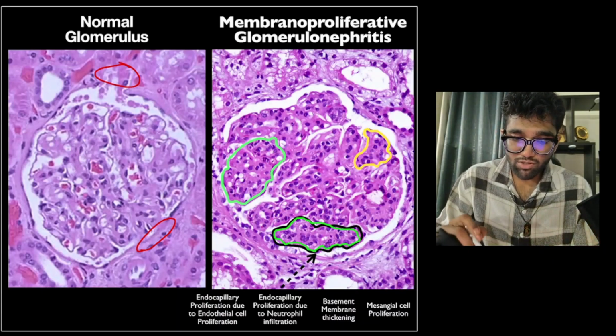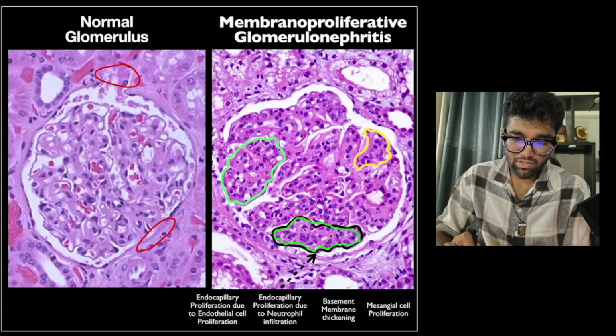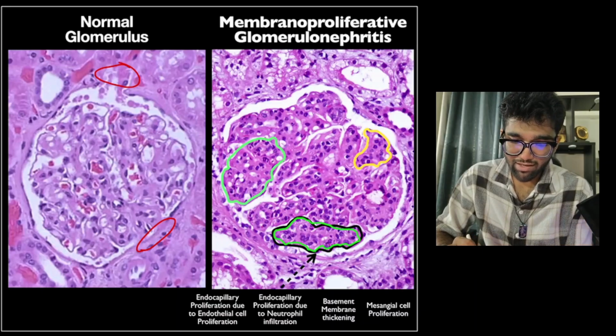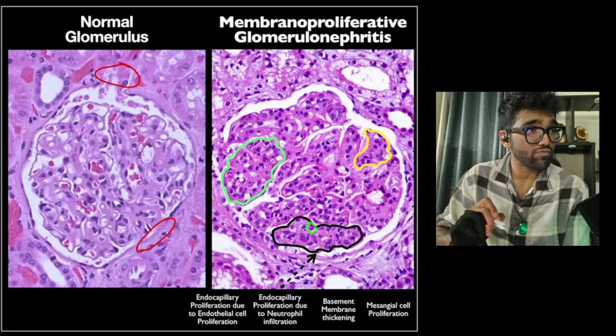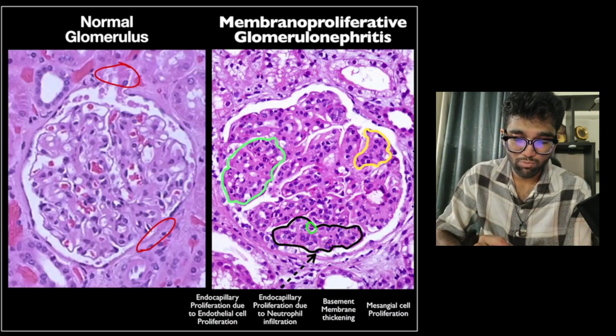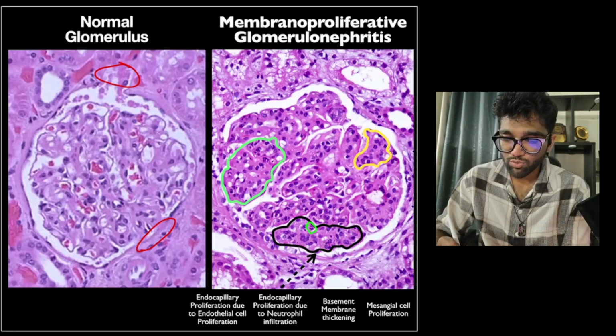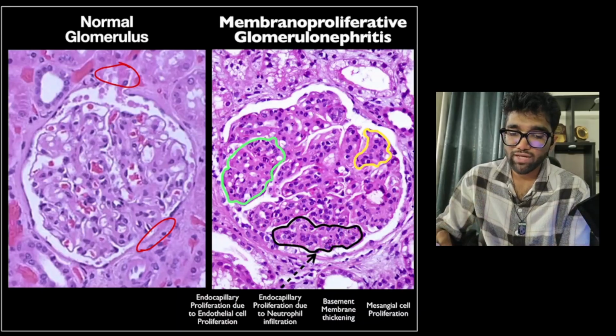Now, that is because of endocapillary proliferation. This endocapillary proliferation, I can say, is due to neutrophils because there is a neutrophil here. Okay, there is a neutrophil with a classic neutrophil morphology. That is, there are three lobes to the nucleus. So I can say that there is some neutrophilic infiltration there.